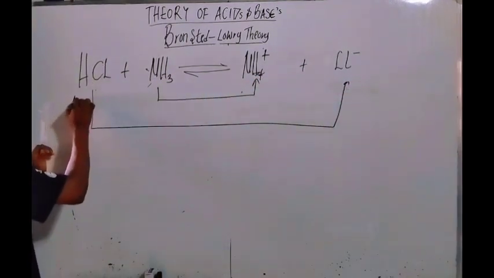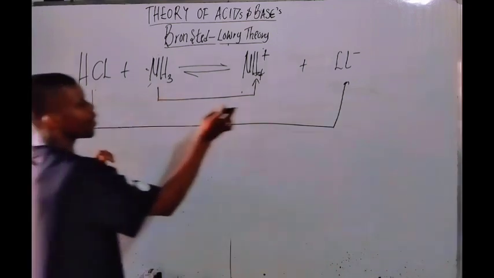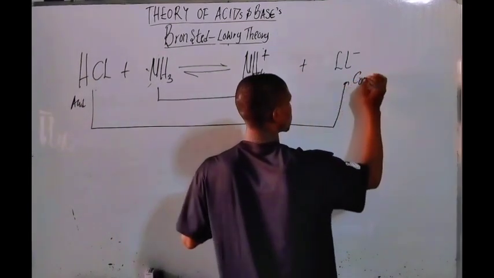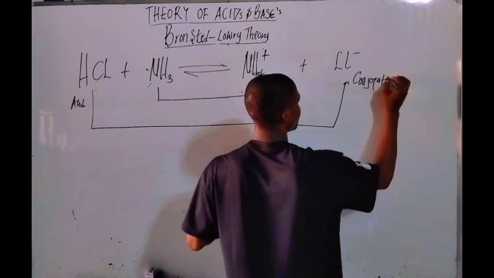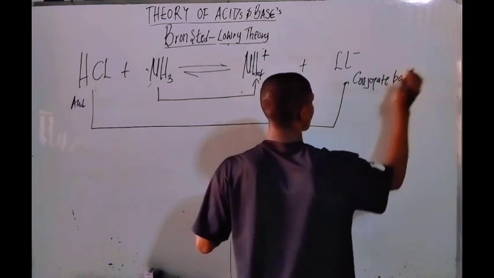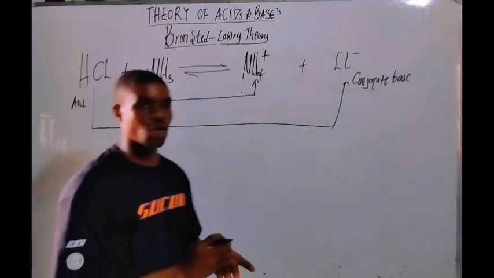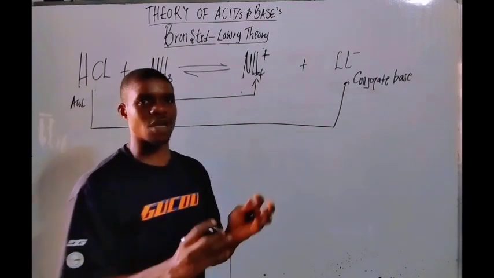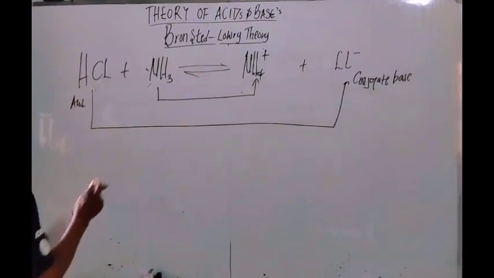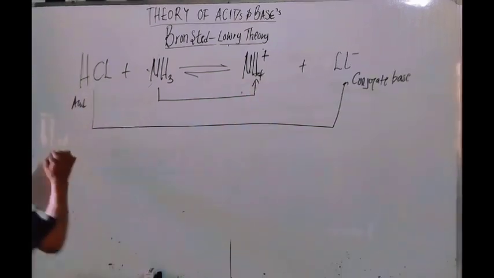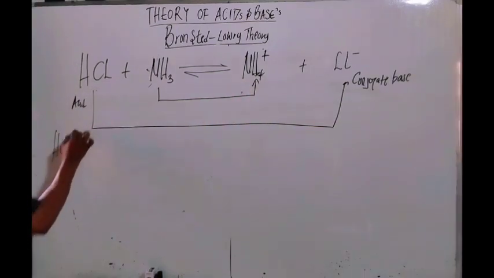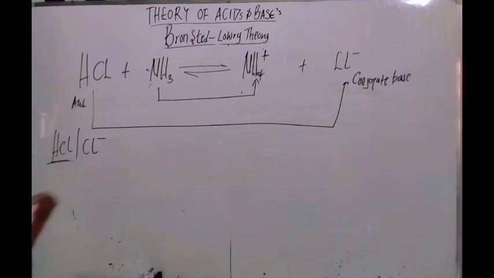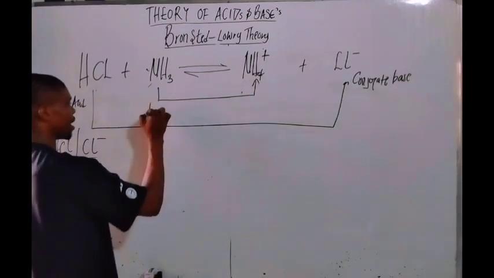Now the acid forms a conjugate base. Conjugate base. Can you see that? So the two of them are conjugate acid-base pairs here. You can call them pairs. So my conjugate pairs here are HCl and Cl minus. Now this one is the acid, and here is the conjugate base.